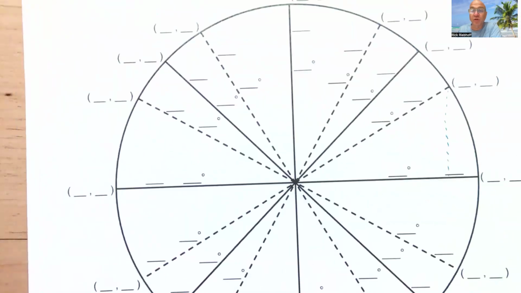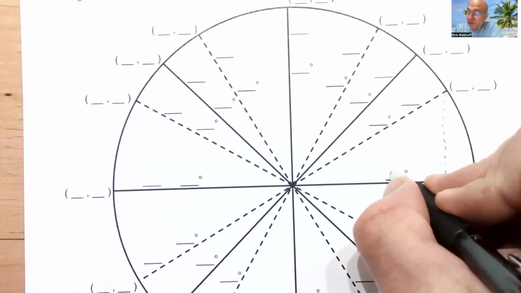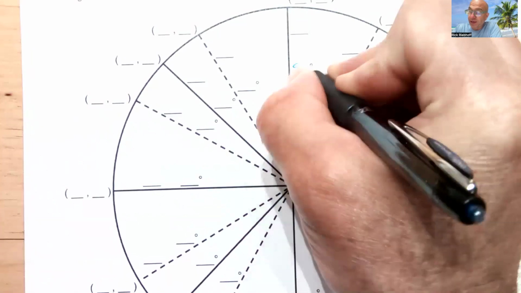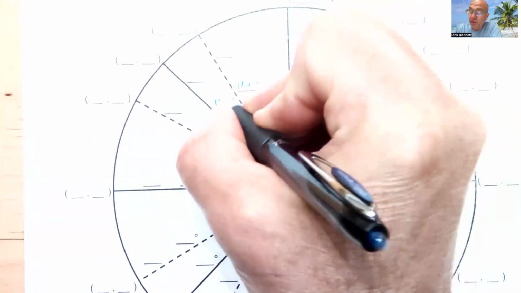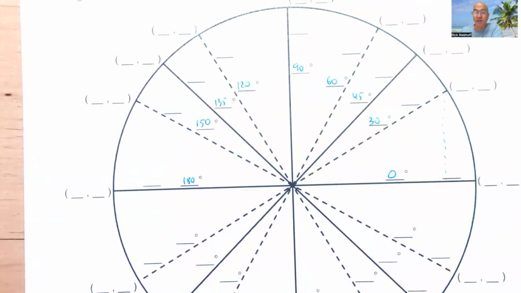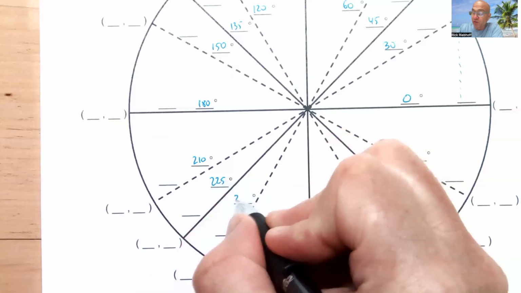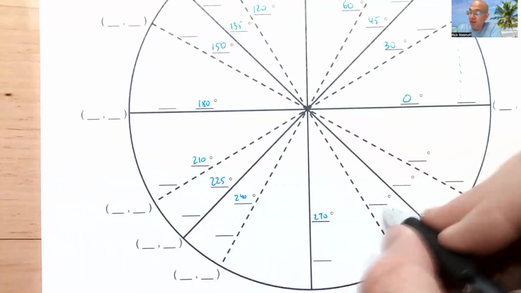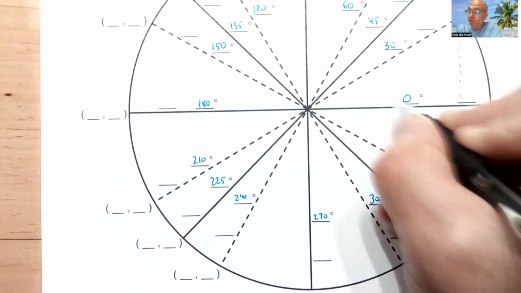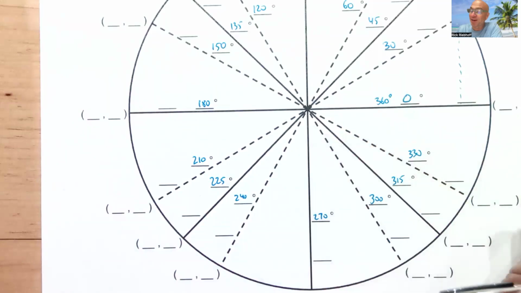Cool. All right, let's jump to the unit circle real fast. We're going to come back to that in a second. Let's get our degrees and radians. Okay, so this is 0 degrees. This is 30, 45, 60, 90, 120, 135, 150, 180. Okay, so I got our degrees for the first part. Let's just keep going. This is 210, 225, 240, 270, 300, 315, 330. This is also 360 degrees. Okay, back to where we started.